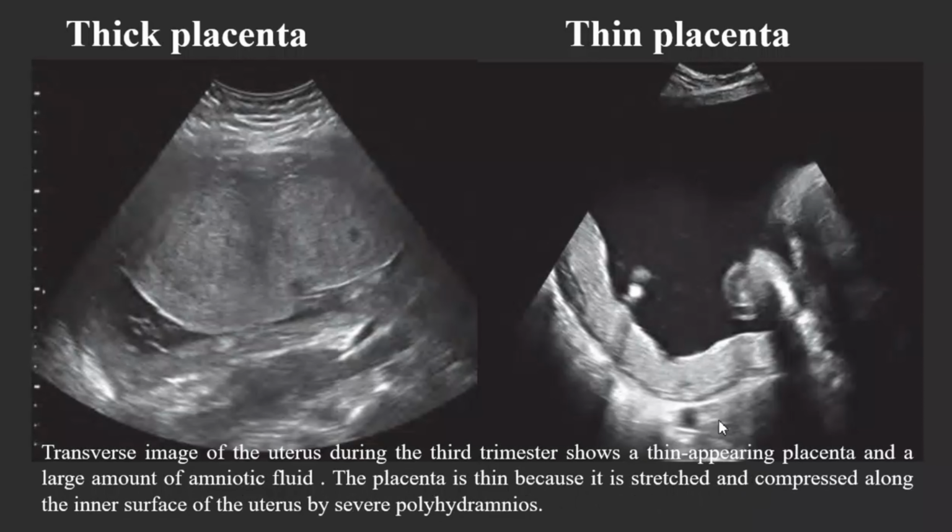Here we can see the transverse image of the uterus during the third trimester, and it shows a significantly thin appearing placenta and a large amount of amniotic fluid. The placenta is thin because it is stretched and compressed along the inner surface of the uterus by the severe polyhydramnios.